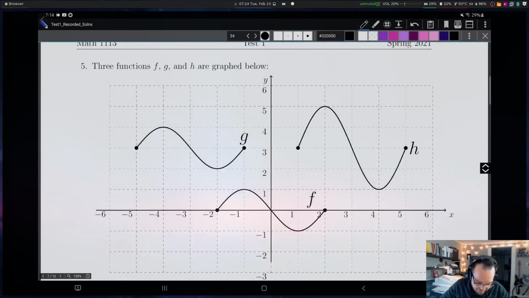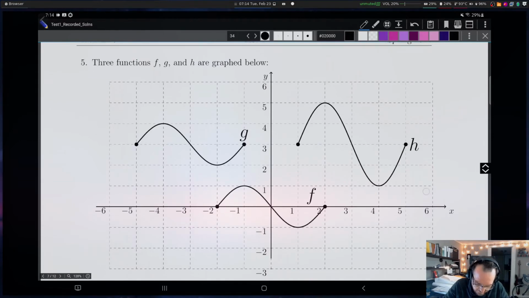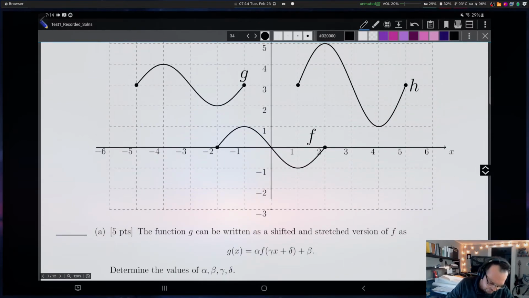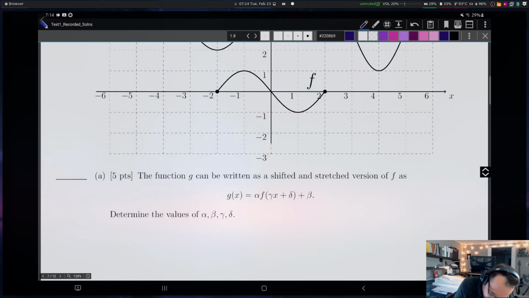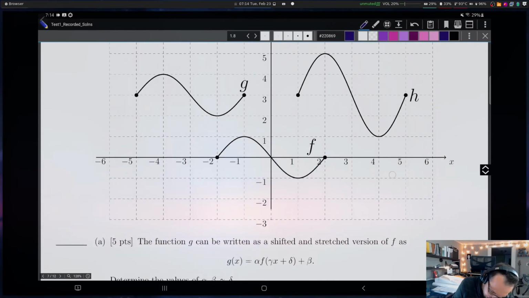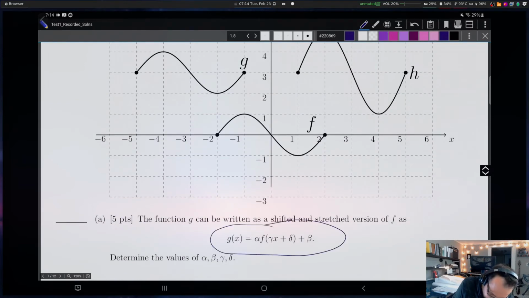All right, next up we have three functions, f, g, and h, graphed below. And we're told that, say for example, g, which is this function up here, is some shifted, scaled version of f, which is this function here. It's written in kind of a weird way. We know that g of x can be written as something involving f of x, and then there are a bunch of constants floating around: alpha, gamma, delta, and beta. And the idea is that we can find what these constants are.